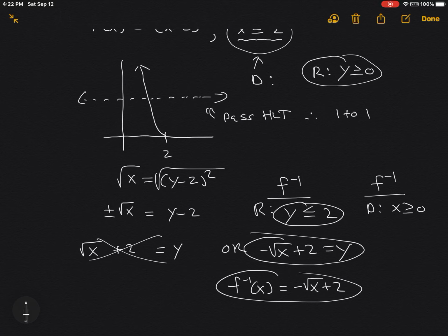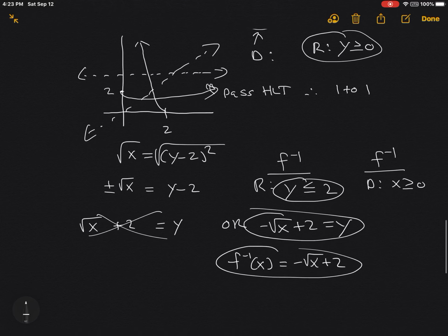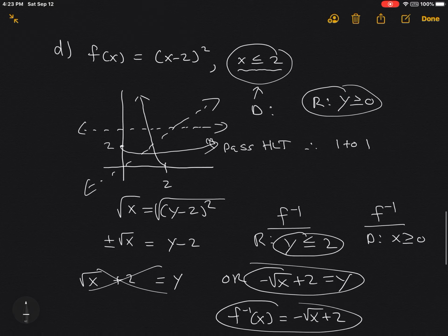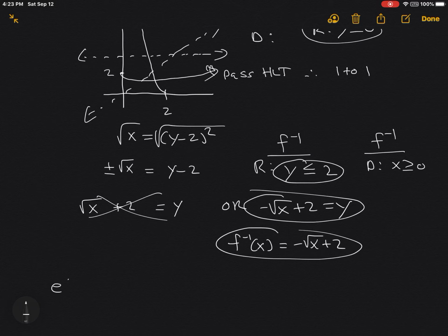And clearly on this one right here, it's going to pass the HLT. And actually, if you were to graph this, this is your square root function that's reflected across the x-axis, and then shifted 2 units up. So shifted 2 units up, and it's going to look something like this in case you want to graph it. So it should be a reflection across the line y is equal to x. I know that was a poor drawing, poor attempt, but that's what it looks like.